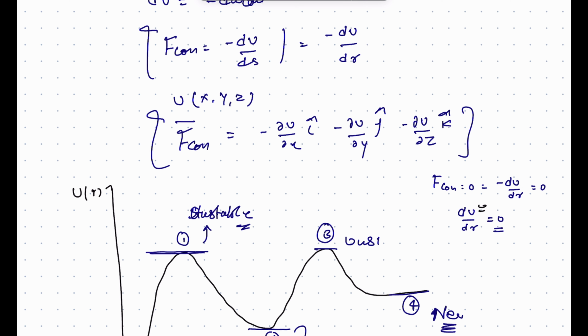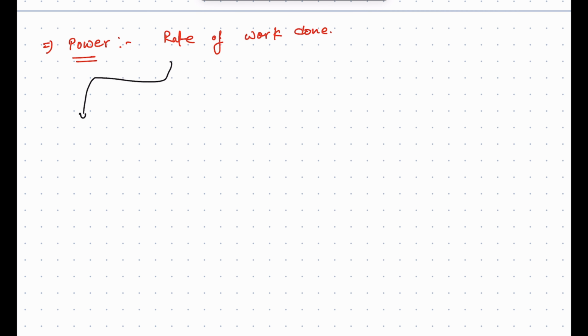Now one more thing we define here is power. What is power? Power is our rate of work done. Whenever we define the rate of any kind, like velocity, acceleration, rate of change of velocity, rate of change of displacement, or rate of work done, it can be of 2 types. One is for a duration of time, that is our average, and the other is for a particular time, which is instantaneous.